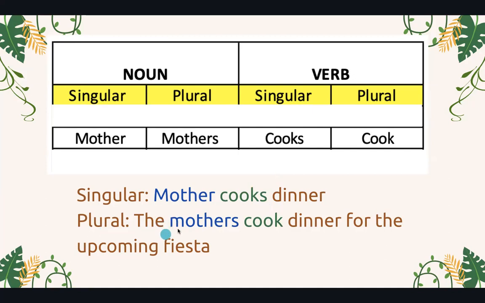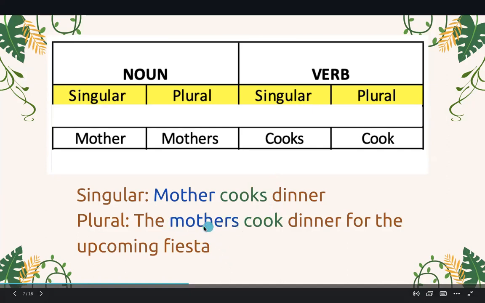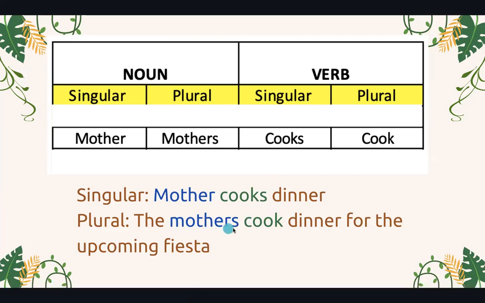Another one we have here, plural subject. The mothers cook dinner for the upcoming fiesta. You can see that mothers is your plural subject, and cook is your plural verb. So a plural subject takes a plural verb. It means that your plural subject has S and your plural verb does not end with S. Always remember that, class.